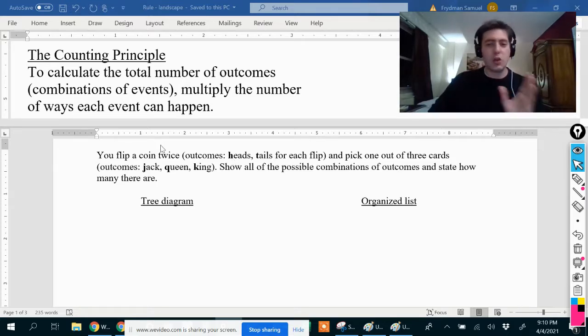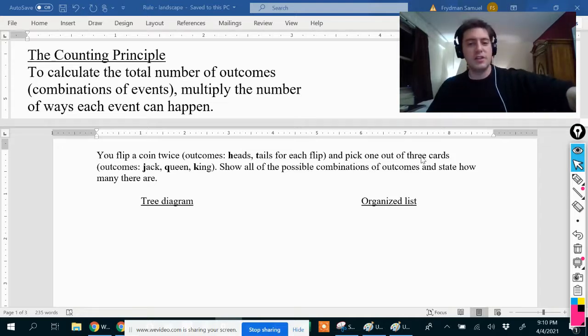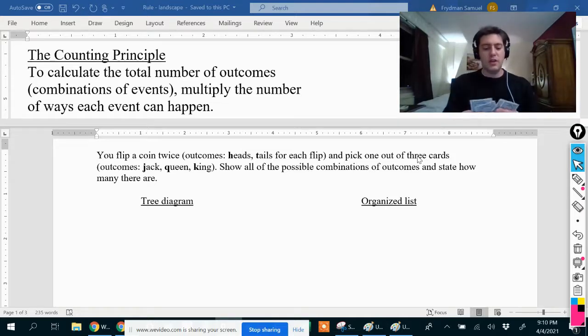Okay, so we're going to flip the coin twice, and then we're going to pick out one of 3 cards. This time, the jack, the queen, or the king. So let's get rid of that ace there. Alrighty. So show all of the possible combinations of outcomes and state how many there are.